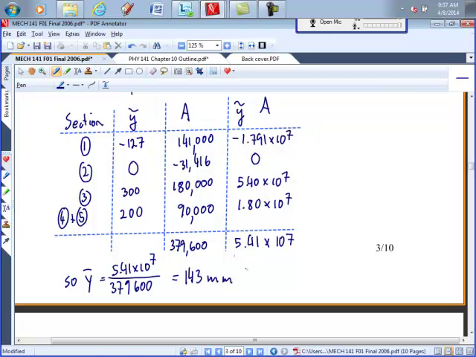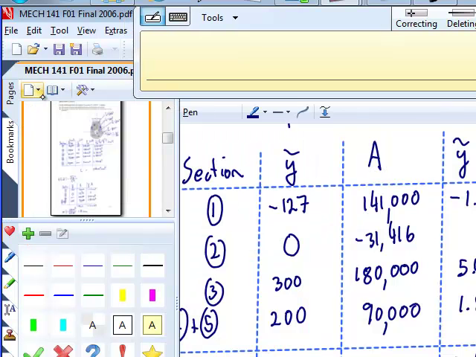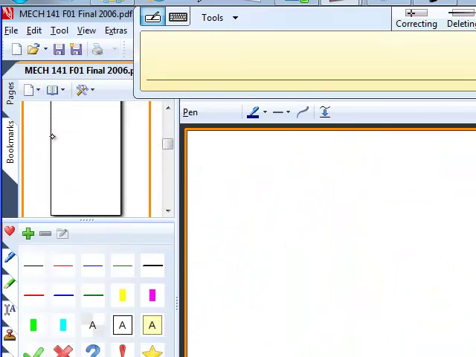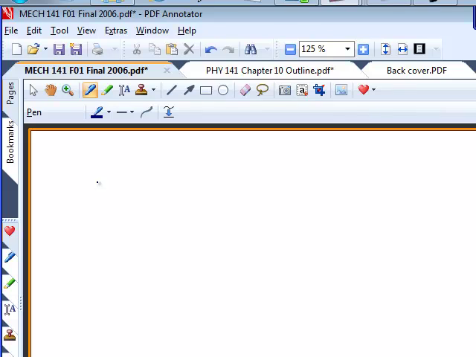Okay, but that's not what we're asked for in Part B. We're asked for the moment of inertia through the axis that's at y equals 1.43, or sorry, 143 millimeters. How are we going to find that? Parallel axis theorem. But this time we're trying to find Ix prime. So we would take Ix and subtract y bar squared times the area.